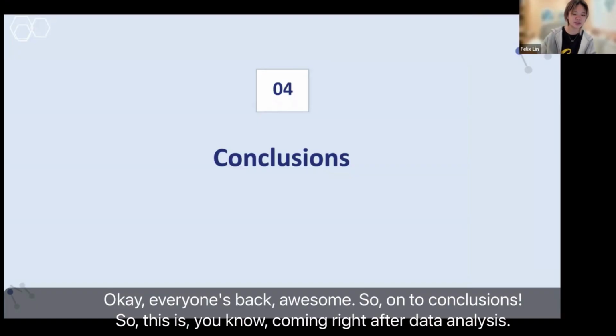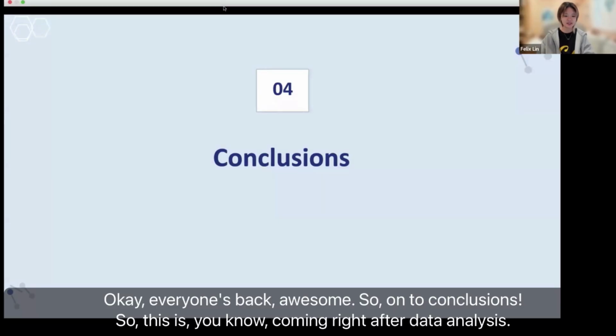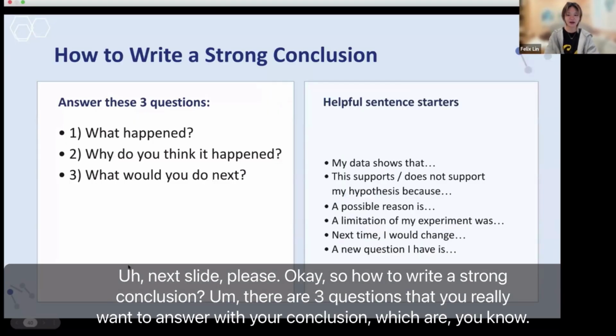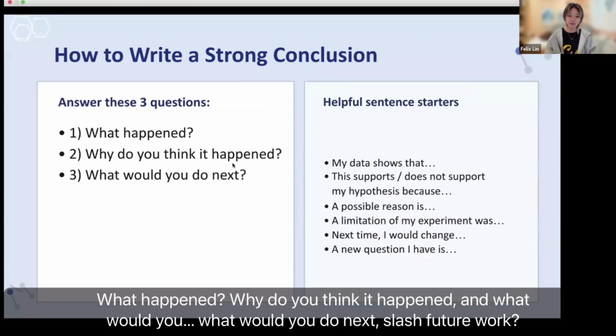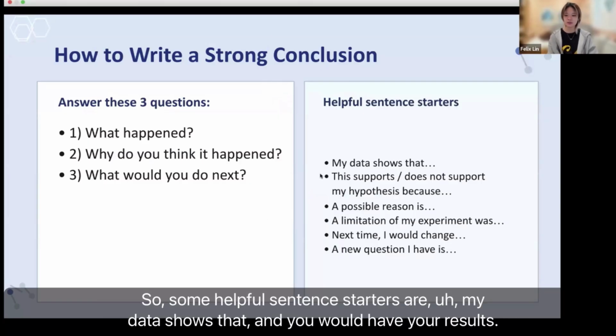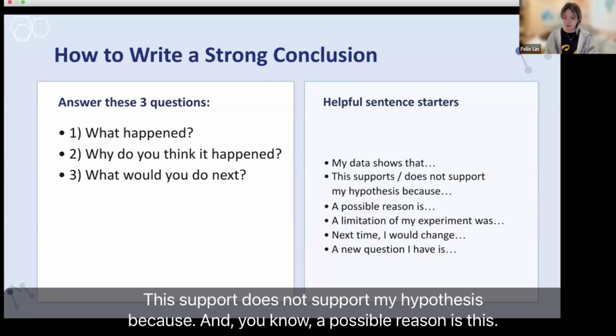On to conclusions, which come right after data analysis. How do you write a strong conclusion? There are three questions you want to answer: what happened, why do you think it happened, and what would you do next, or future work. Some helpful sentence starters are: my data shows that, and then your result. This does not support my hypothesis because, and a possible reason is this.